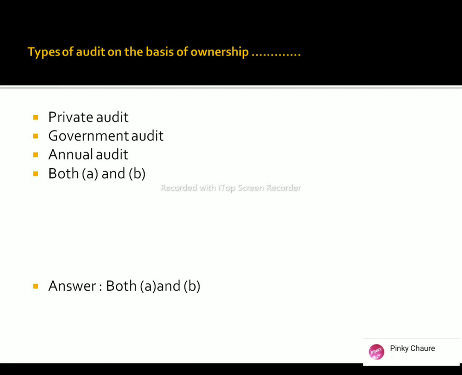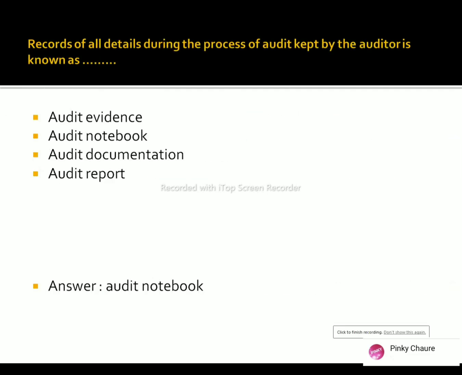Type of audit on the basis of ownership is dash. Option is private audit, government audit, annual audit, both A and B. Answer is both A and B. Records of all details during the process of audit kept by the auditor are known as dash. Option is audit evidence, audit notebook, audit documentation, audit reports. Answer is audit notebook.